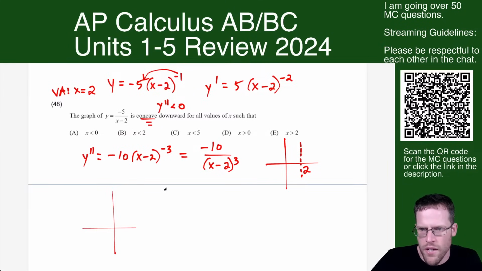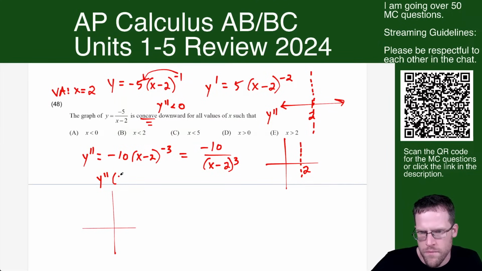So when I make the sign chart for y double prime, the sneaky one to consider is the vertical asymptote. If I plugged in 3, I'd have y double prime at 3. Something to the right is going to give us negative 10 over 1 to the third, which is less than 0. So I have a minus here.